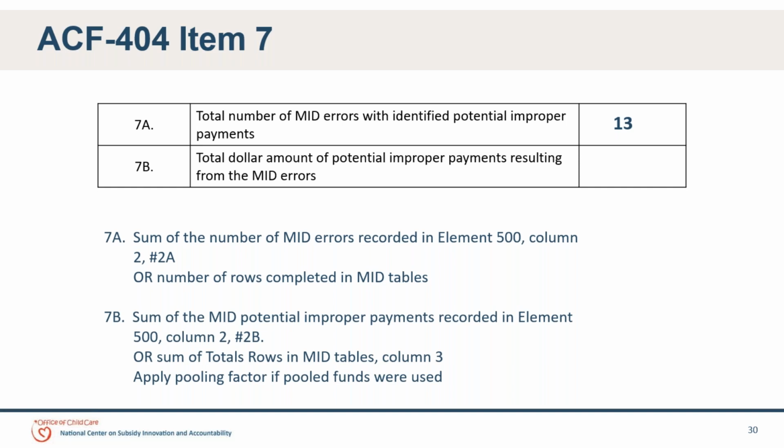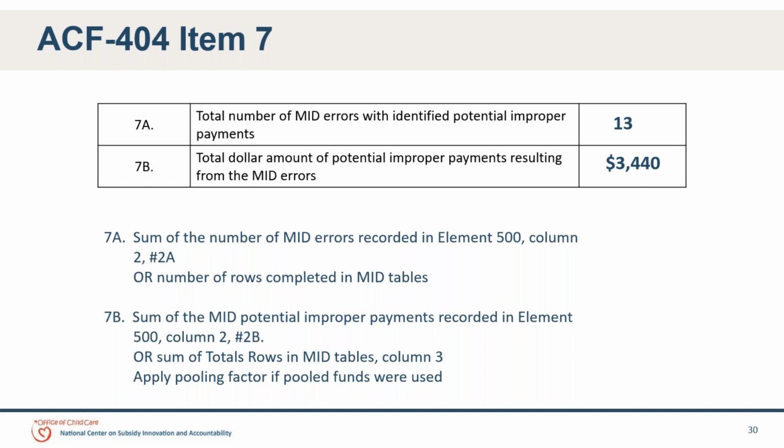7B is the sum of potential improper payments resulting from the MID errors. So this is the dollar amount before any additional inquiry mitigations. It's the sum of the figures recorded in element 500, column 2, number 2B, or if you're looking at the MID tables, it would be the sum of the totals row in all of the MID tables in column 3. And you would apply the pooling factor here if the pooled funds were used. And as an example, this state had 3,440 total dollars of potential improper payments from MID.